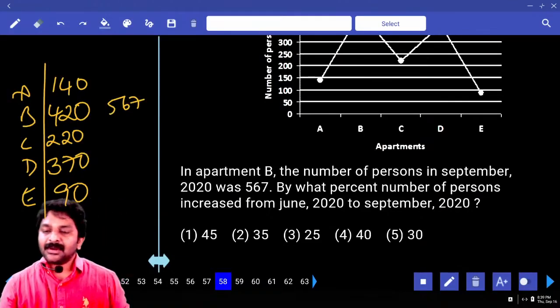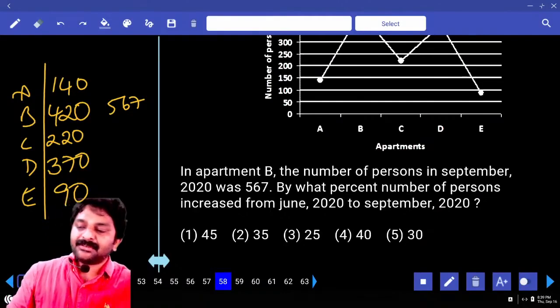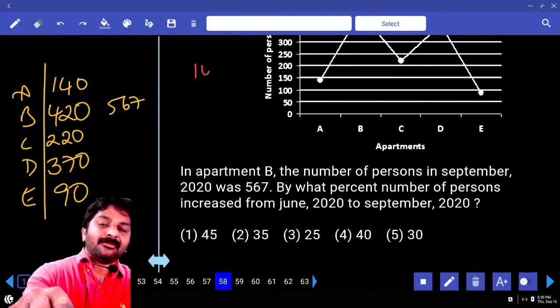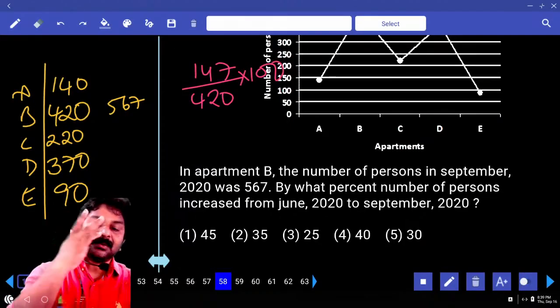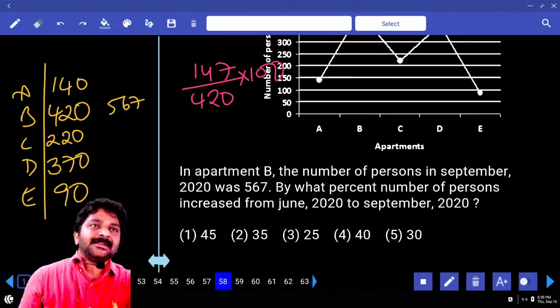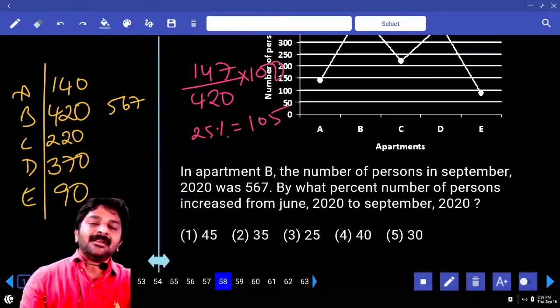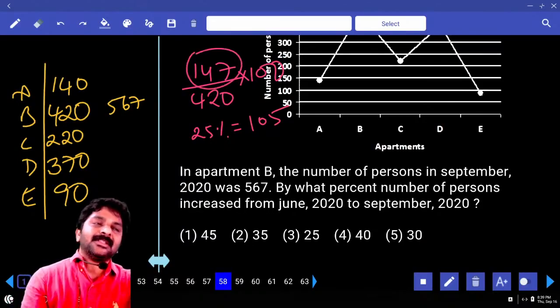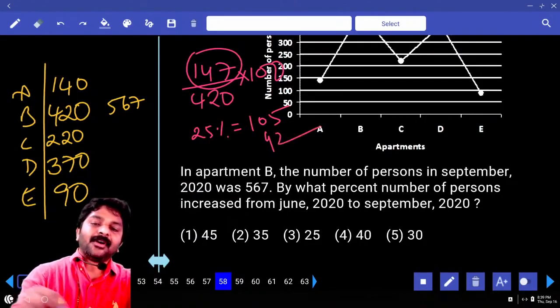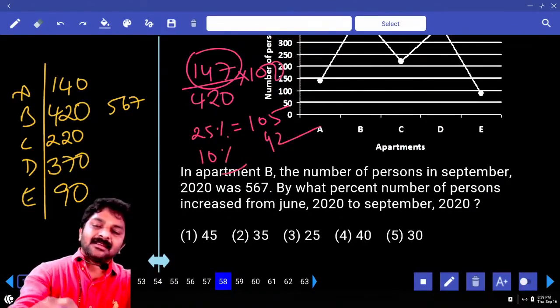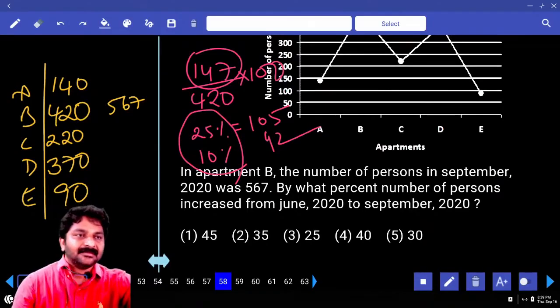In apartment B, if the number of persons in September 2020 was 567, by what percentage did persons increase from June 2020 to September 2020? 420 becomes 567, increased by 147 from 420. The percentage is on the denominator. What is 50% of the denominator? 210. What is 25%? Half of 210, that is 105. Your numerator is how much more than 105? 42 more. 42 is what percent of the denominator? Answer: 35%, second option.